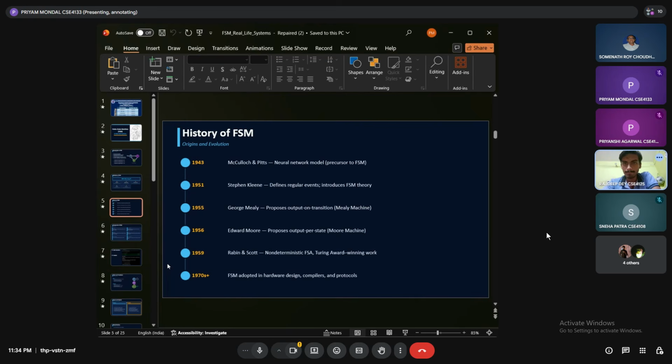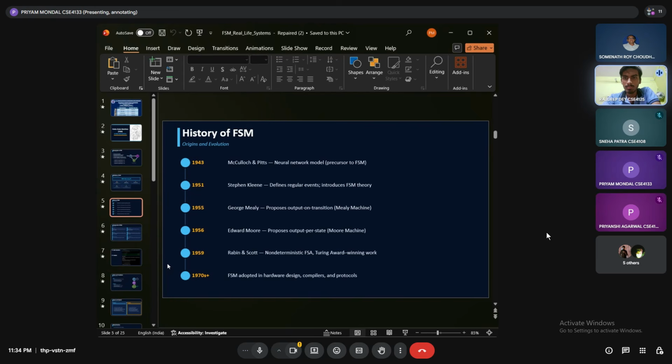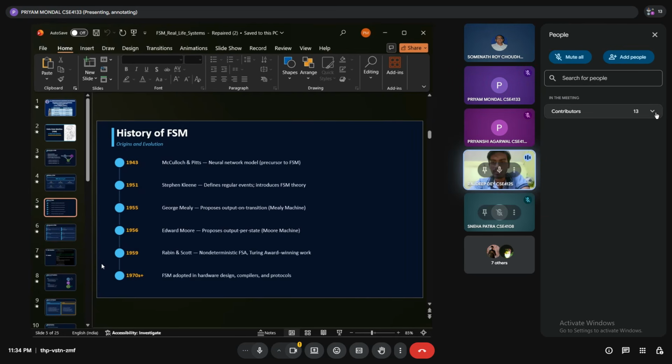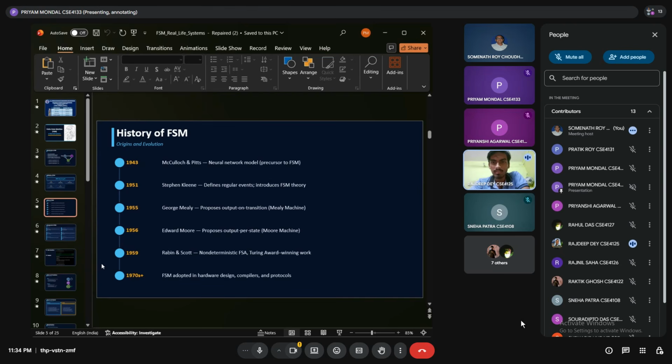History of FSM. The theory has deep roots, starting in 1943 with McCulloch and Pitts' neural network models. In the 1950s, the field expanded rapidly. Stephen Kleene introduced FSM theory in 1951, followed by George Mealy and Edward Moore, who proposed the two primary machine models we use today. By the late fifties, Rabin and Scott introduced non-deterministic models, eventually leading to FSM being standard in hardware and software design by the 1970s.